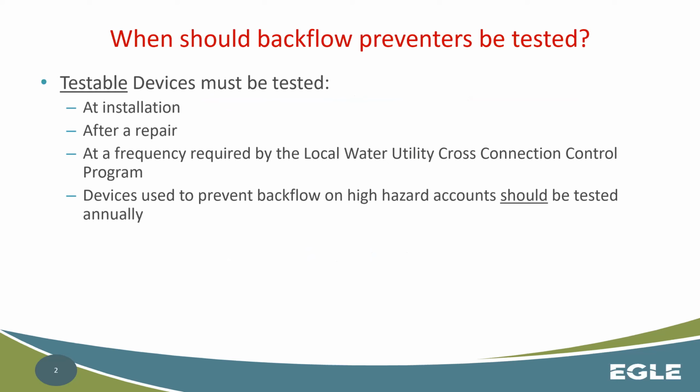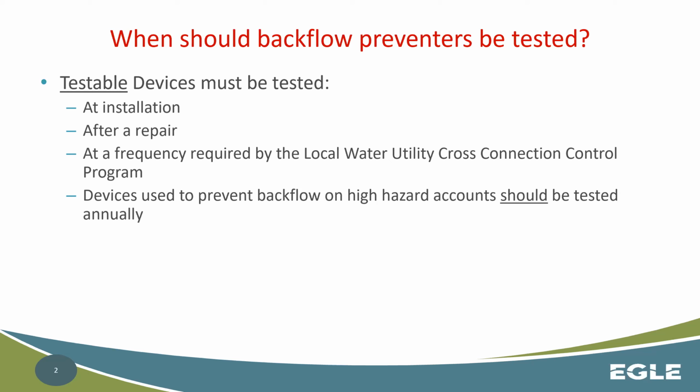Okay. All right. So testable assemblies must be tested at different times. First off, they need to be tested at installation and after any repair has been done. Why would we do that? At installation, to make sure it's working properly. After repair, for the same reason, to make sure it works properly. And then within your approved cross connection ordinance or plan, every city has an approved plan. Most of them are most likely from the 70s, so it's been a while since they've even been updated. But within that plan, it spells out how often you need to test your devices.